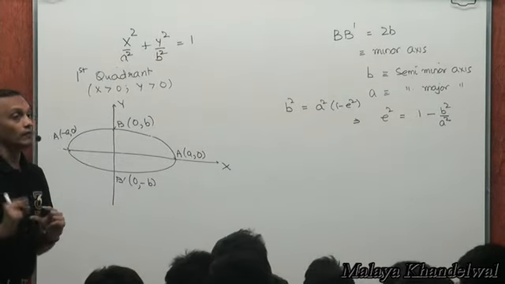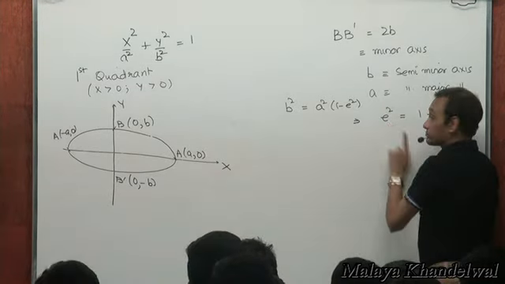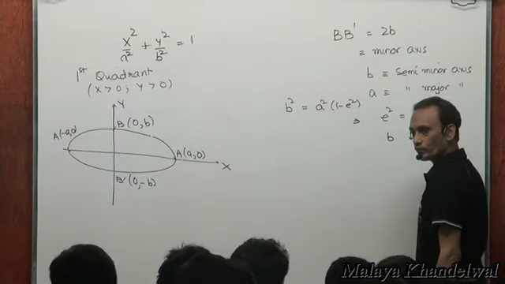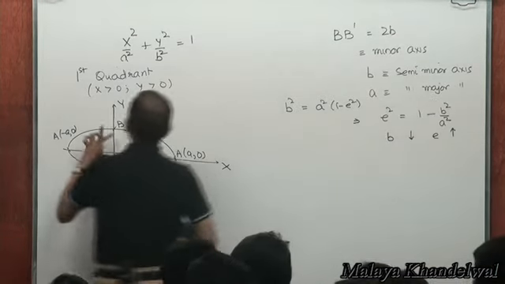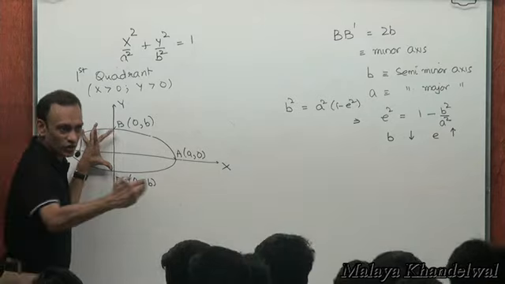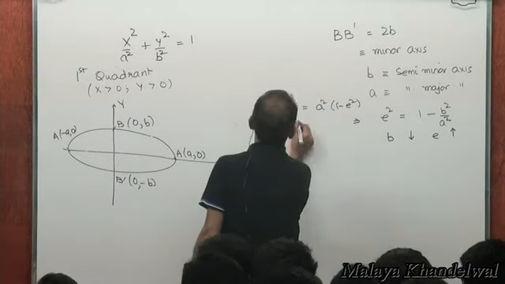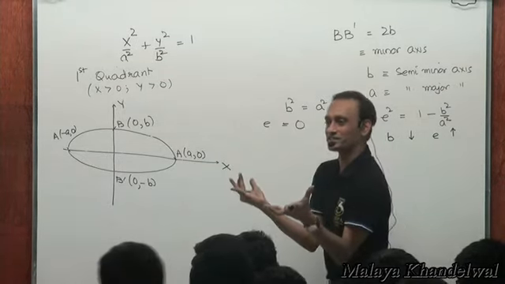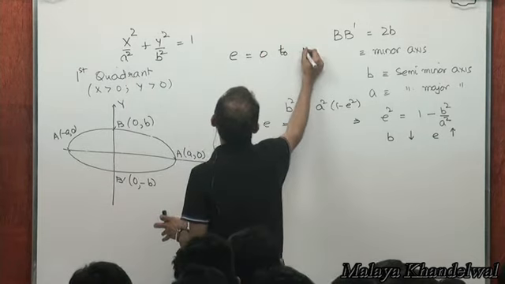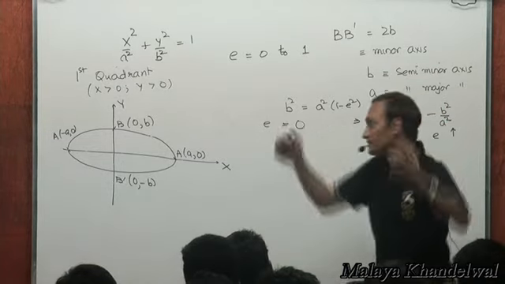Now, if E increases, that means when B decreases, E increases, yes or no? That means this length would become thinner, right? When the eccentricity increases from 0 to 1, this length would become thinner. So for E equal to 0, you have a perfectly healthy ellipse, which is a circle. B equal to A, E equal to 0. We run E from 0 to 1. E equal to 0 will be like B equal to A, and this would be like a healthy circle, right?